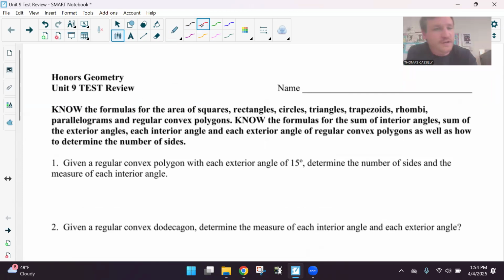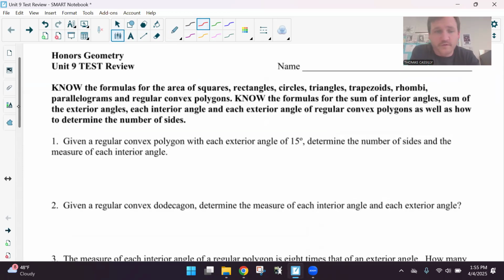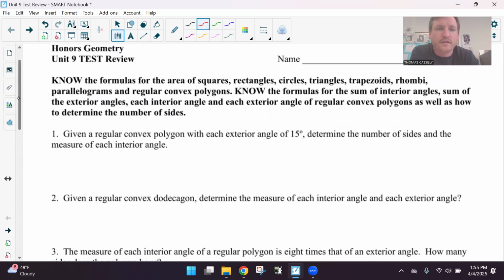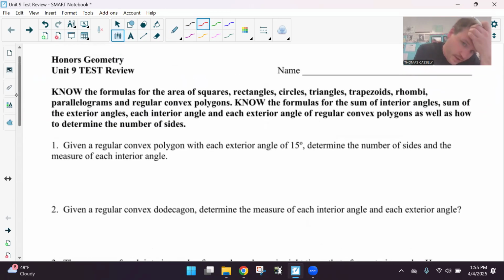This is our Unit 9 test review. All right, so this is going to be next week. Know the formulas for squares, rectangles, circles, triangles, trapezoids. All of those area formulas are going to be some things that you should know. I do give you a formula sheet. I don't remember exactly what's on it, but just in case I forget something, make sure you know all those formulas for areas for sure.